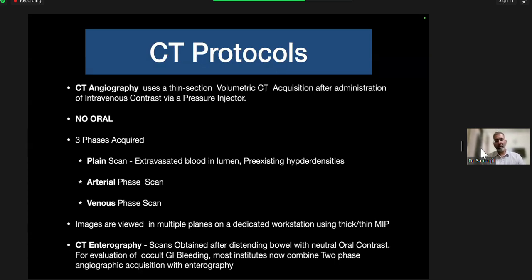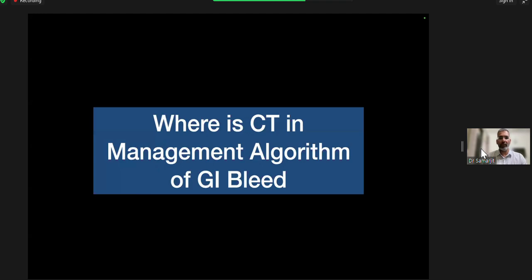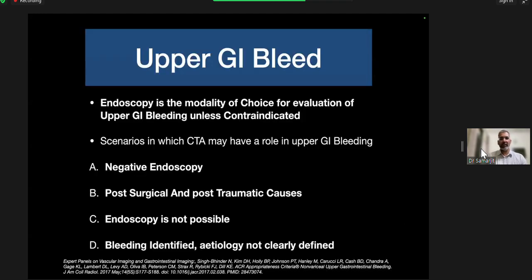CT angiography we generally reserve for patients who are not bleeding. Generally, these patients will have already had an upper GI and lower GI, and they won't have found anything. And we'll always like to do two phases, even with enterography. The only thing separate we do in enterography from an angio is we give neutral oral contrast to distend the bowel. So, where is CT in the management algorithm of GI bleeds?